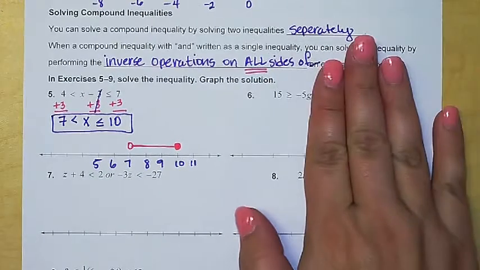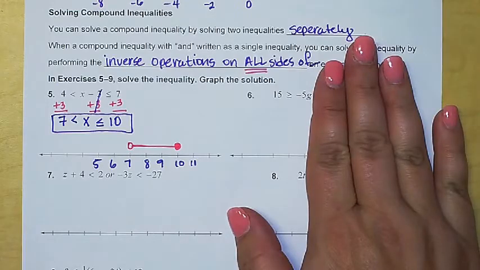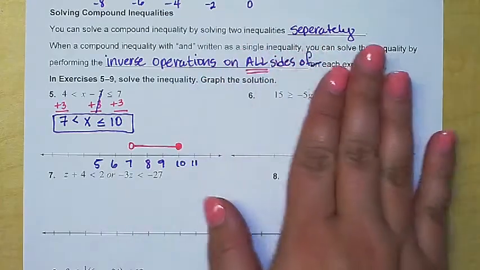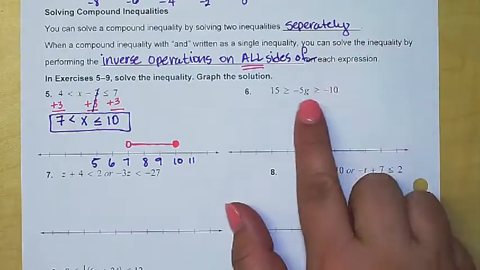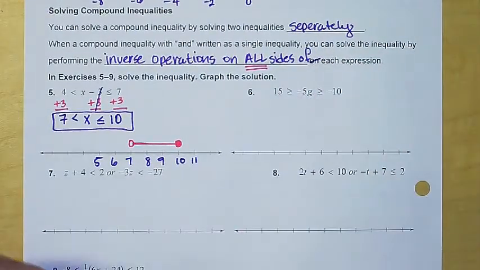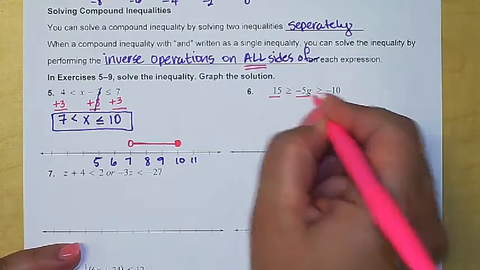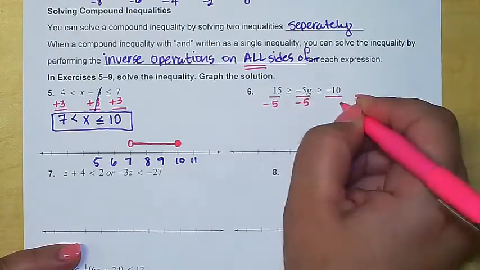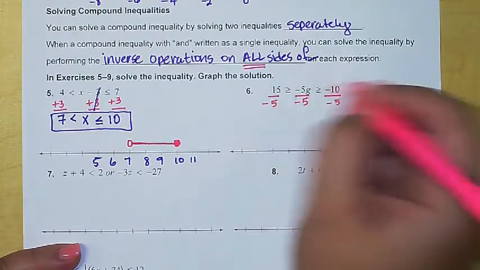And like I said before, if you were solving each one of these individually, you would do the exact same thing. You would divide by -5 on both sides to isolate the g. So you are welcome to do that all together. And just make sure you divide by -5 on all of these sides. Okay.